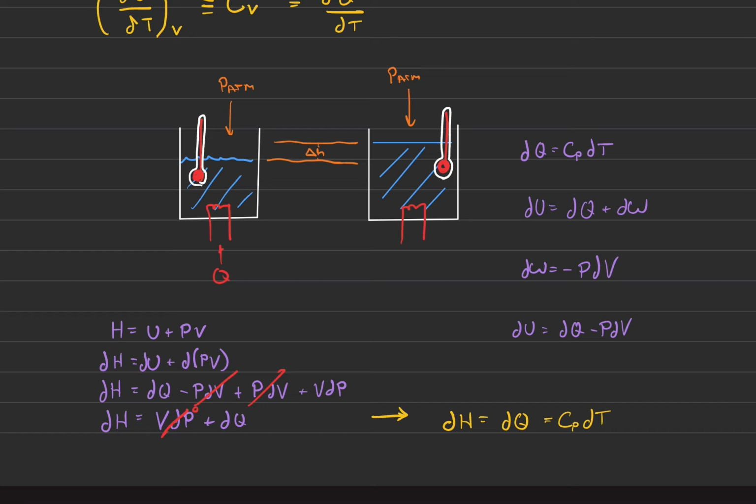Now, let's go ahead and lay out those partial derivatives again. So let's look here. Again, we have the partial derivative of U with respect to temperature at a constant volume is always going to be equal to the constant volume heat capacity. Similarly, when done against the enthalpy at constant pressure, it's always going to be equal to the constant pressure heat capacity.